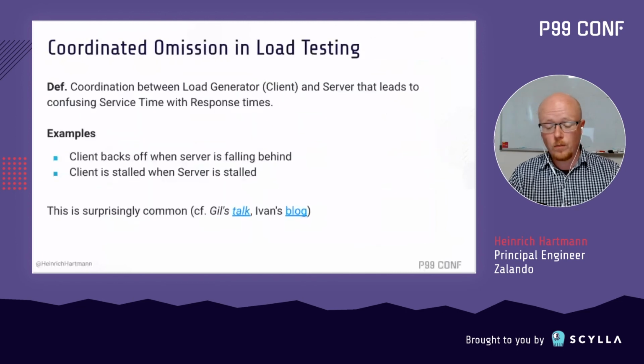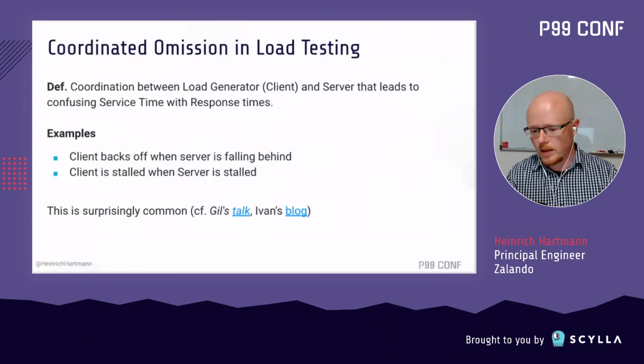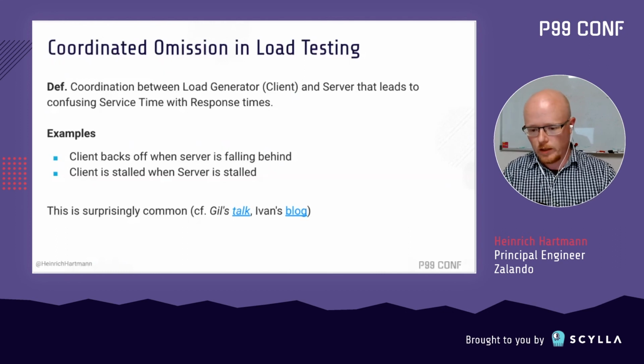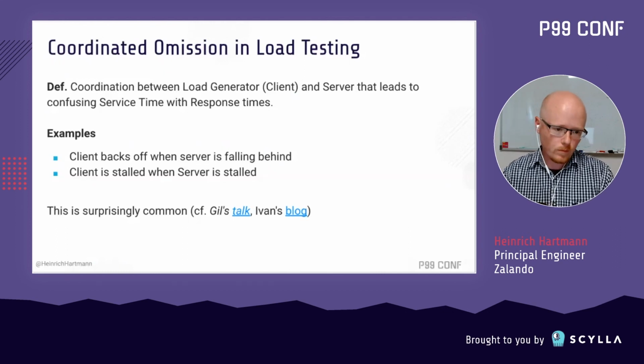So coordinated omission, the concept is about hidden coordination between the load generator and the system under test that is blind, that actually is making you confuse service time with response time in certain ways. So the easiest way to do it is to automatically back off once the server falls behind. So you stop sending requests. So you are basically just eliminating the queue by stopping to send. So you will never see the kind of growth in the queue, and thereby also underestimating your load and your latency profile.